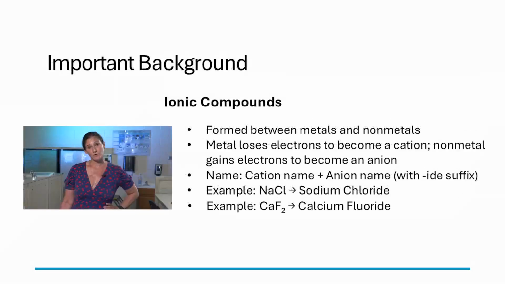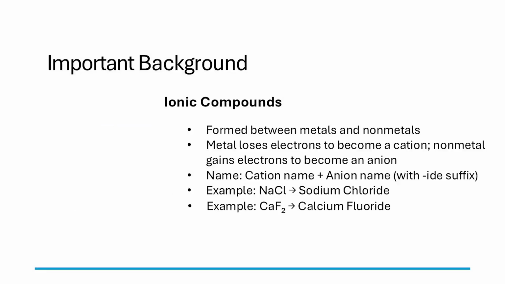Ionic compounds are formed from a metal and a nonmetal. The metal loses an electron to become a cation, which is positive, and the nonmetal gains the electron to become negatively charged and called an anion. They combine to form the compounds. Now, the naming of the compounds is very simple. You say the name of the metal, you say the name of the nonmetal, but change the ending to -ide. So for example, NaCl is sodium chloride. CaF2, even though there are two fluorines in that molecule, is still known as calcium fluoride.